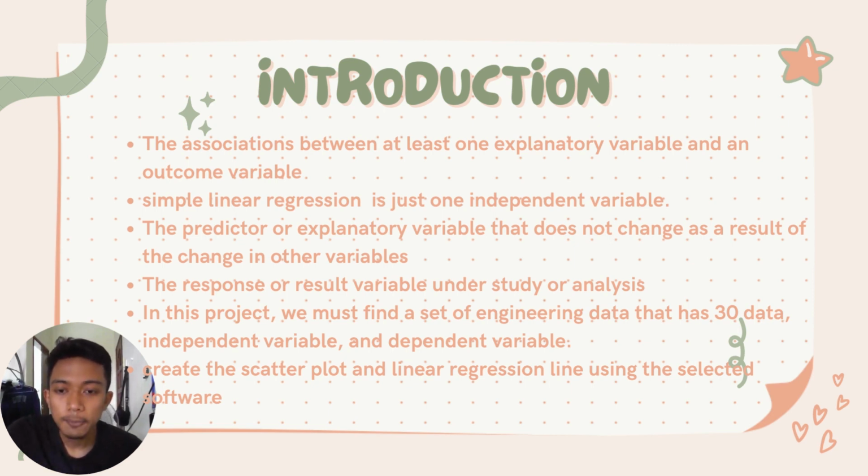Next, in this project, we must find a set of engineering data that has 30 data, independent variable and dependent variable. From the data, we must calculate the mean and variance for each variable. After that, we also must create the scatter plot and linear regression line using the selected software, and then we must evaluate the regression model is good or not and can be used to accurately predict the dependent variable value.